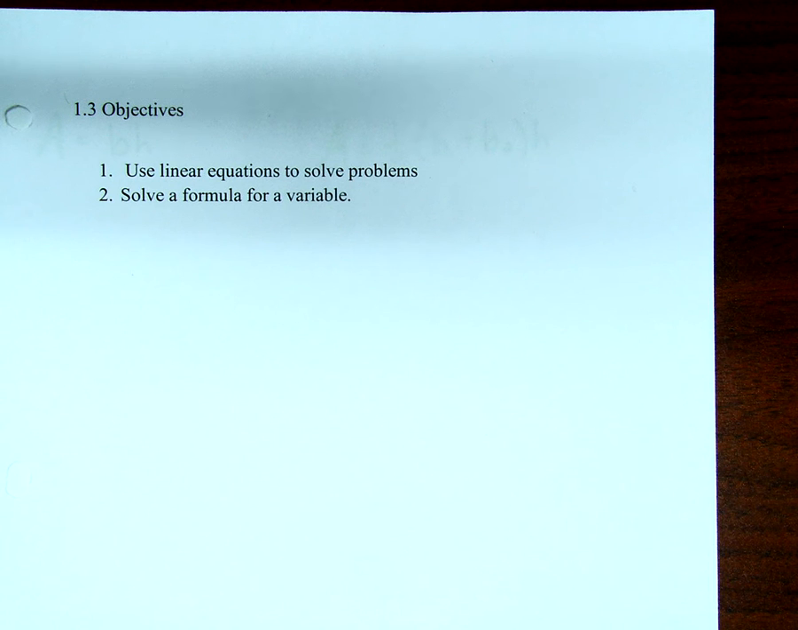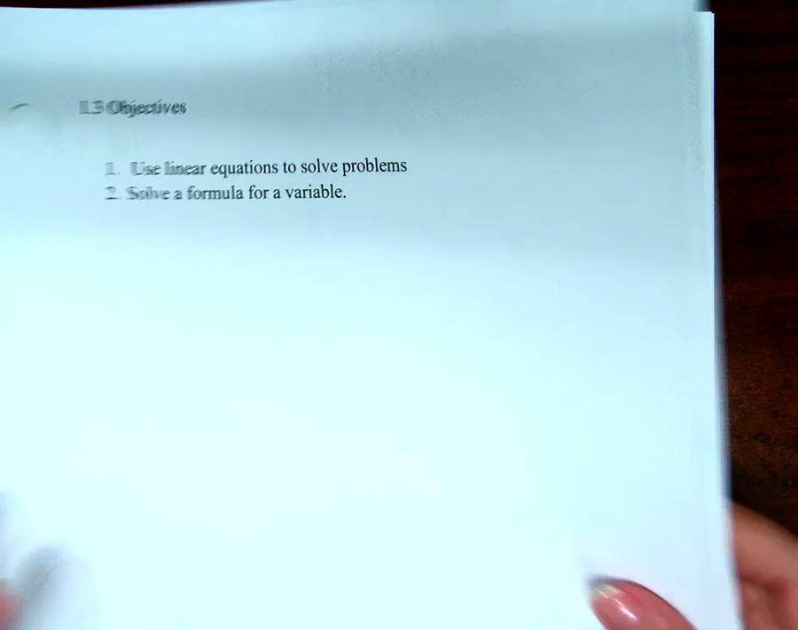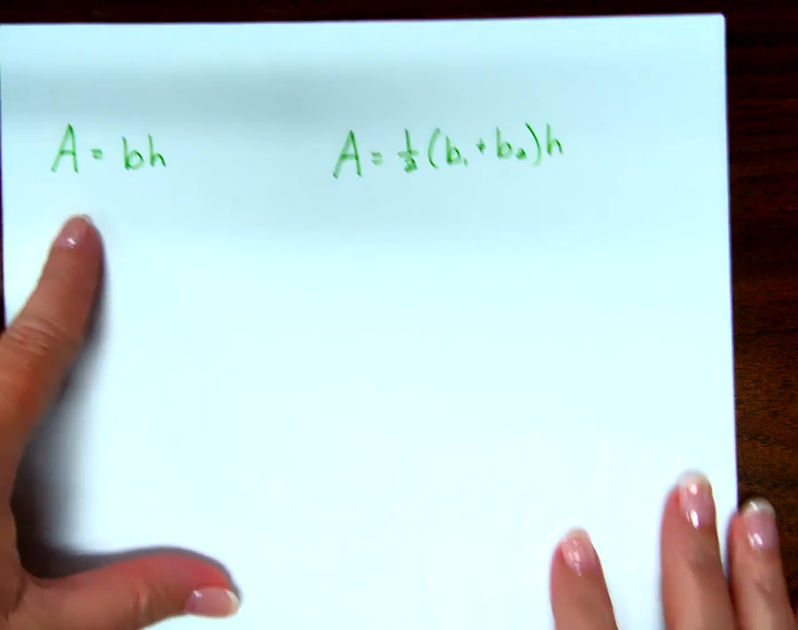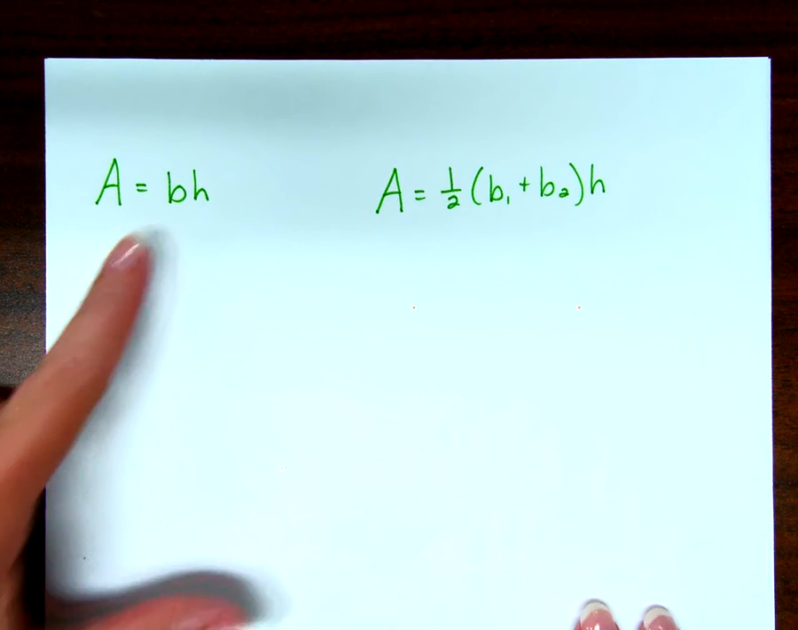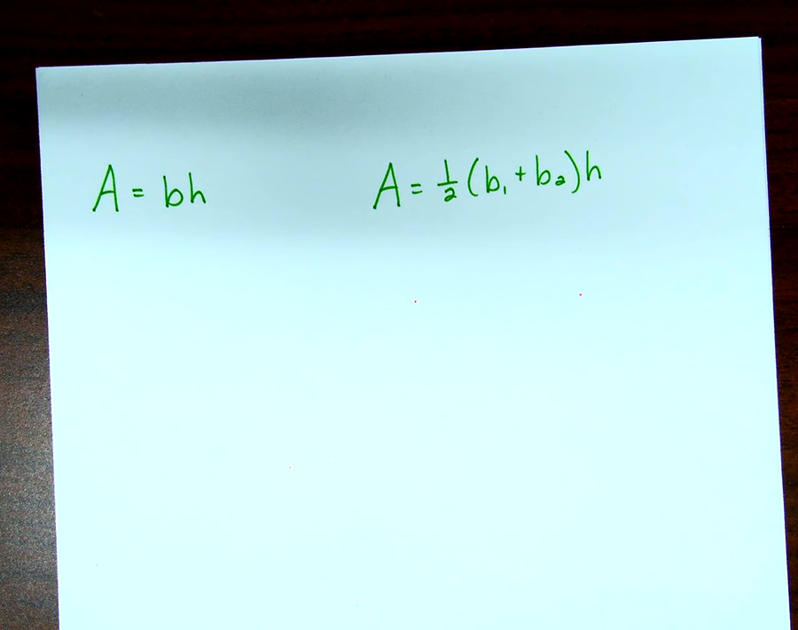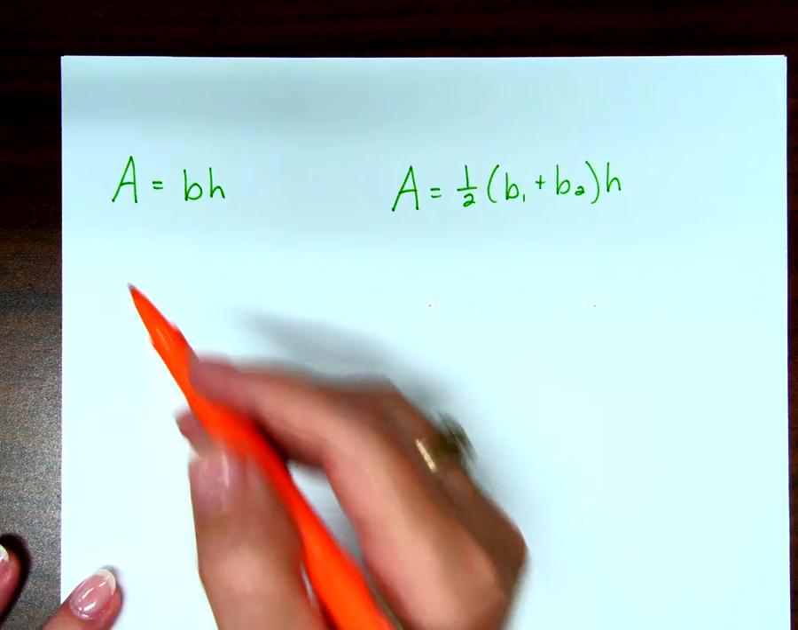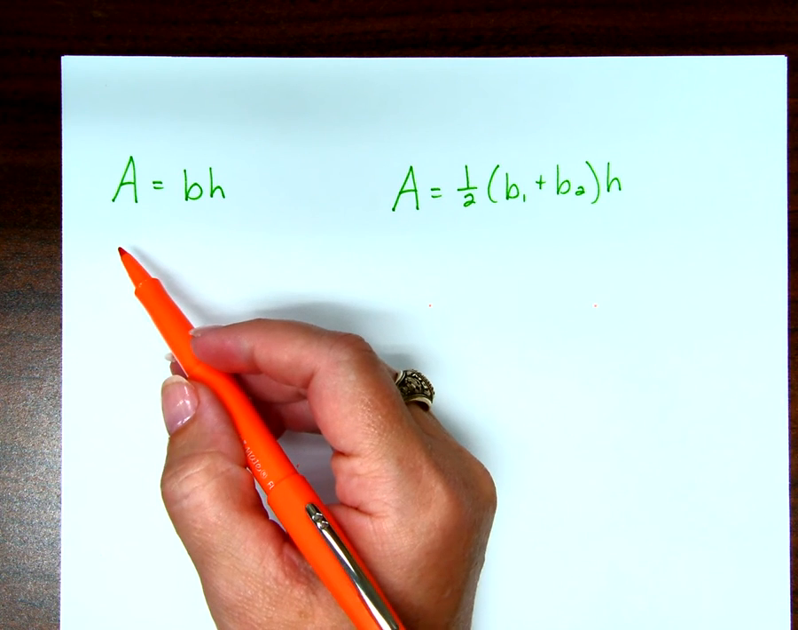Do I need to do any word problems for you with linear equations? You got those okay? All right. So let's do some examples for solving a formula for a variable. Okay. Have you ever seen this formula before right here? What's it for? Area of a rectangle, right? So it's solved for A, right? It's solved for the area.